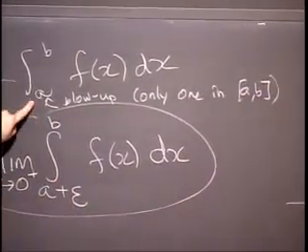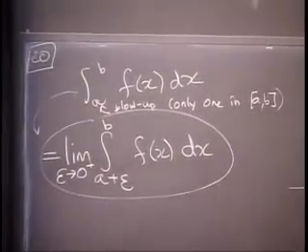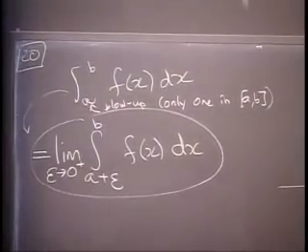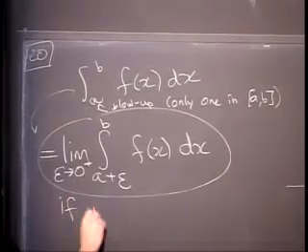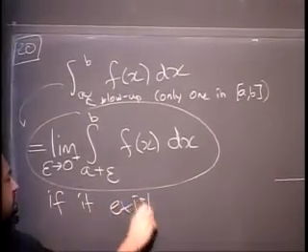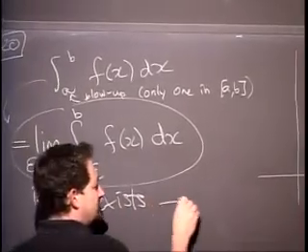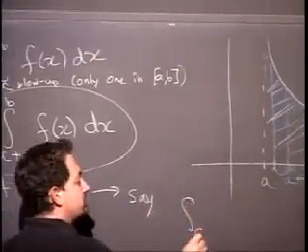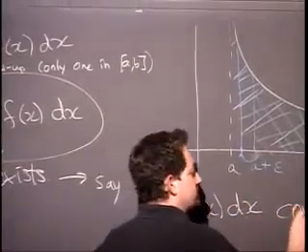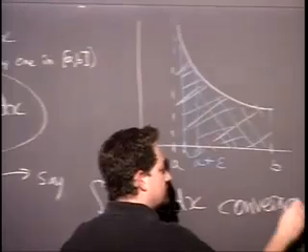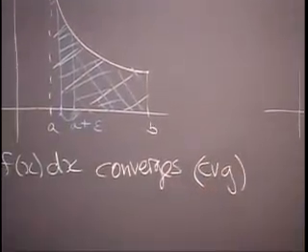If a is the only blow-up, we define it equal to this limit. But sometimes limits don't exist. So if the limit exists, in that case we say that the improper integral converges. And I will often write this as CVG, converges.